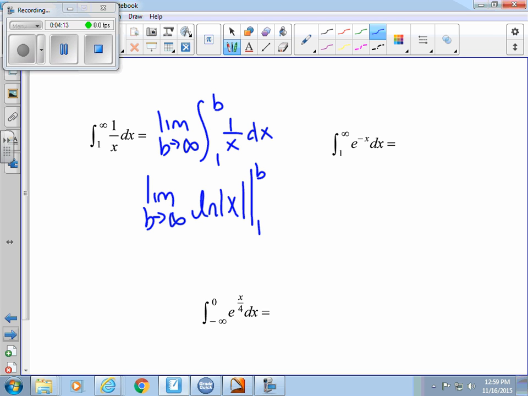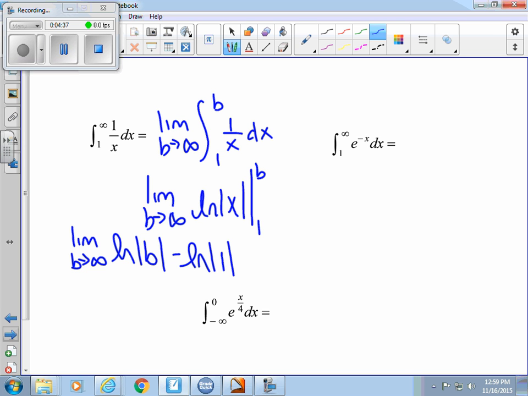On AP open response, your work needs to look like this. They need to see the limit. Don't just leave the infinity in the integral that you're working in. And so I get the limit as b approaches infinity of the natural log of the absolute value of b minus the natural log of 1. I know the natural log of 1 is 0.